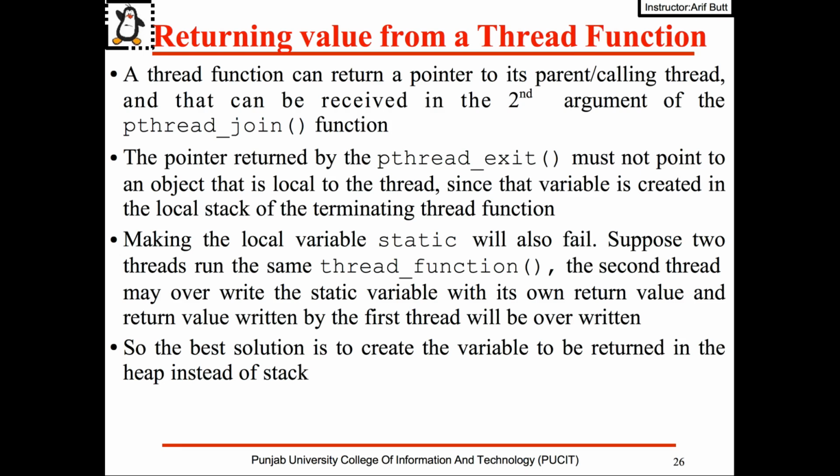Moreover, making the local variable static will also fail. That will be the case if two threads run the same thread function and the second thread overrides the static variable with its own return value, then the return value written by the first thread will be overwritten. So never use a static variable inside a thread function. So what is the best solution? The best solution is to create the variable to be returned on the heap instead of the stack.